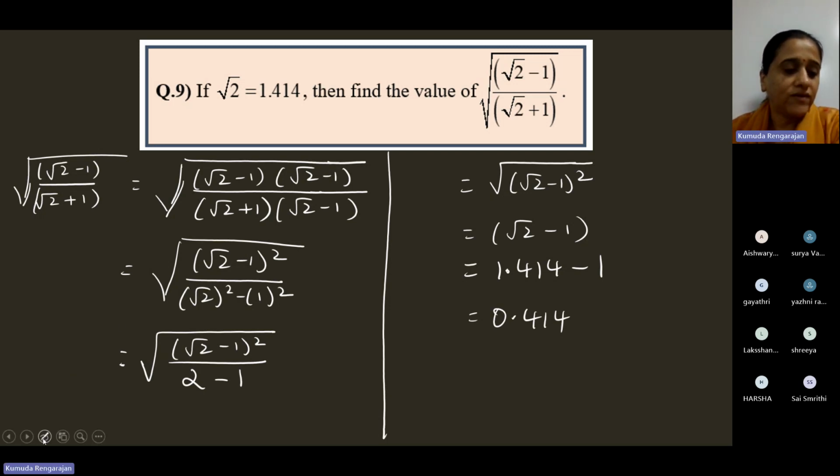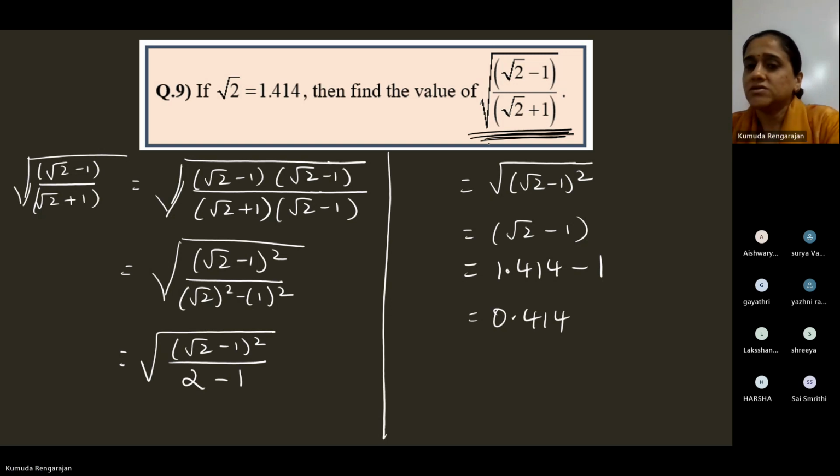So before you find the value of the given expression, you'll have to simplify it. We'll have to find the value of this one, but before you find the value, you'll have to simplify it. Simplify and then apply the given value of root 2.